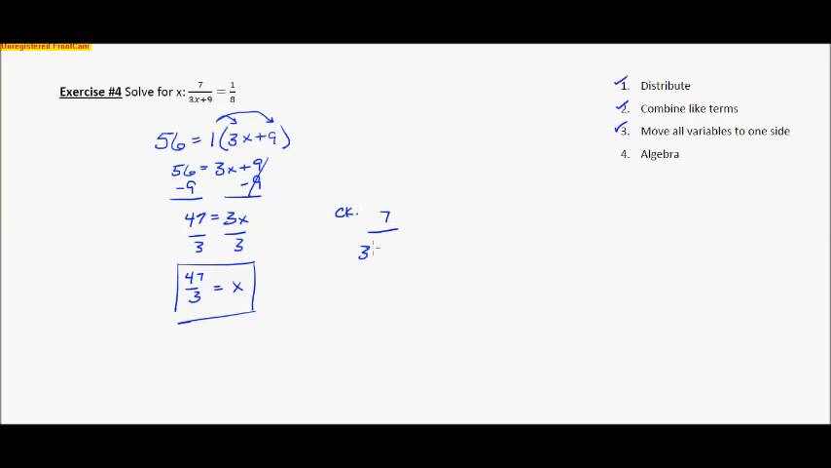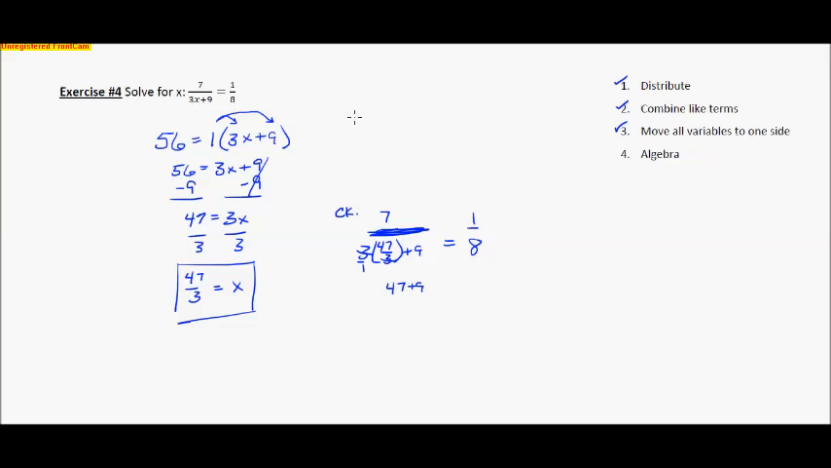7 over 3, and I'm going to plug in 47 over 3 where I see the x. I'll make that a little bigger here. Alright, and 1 over 8. If I just do the math over here, when I take 3 times 47 over 3, really that's a fraction. Those 3's are going to cancel. So that's really 47 plus 9.